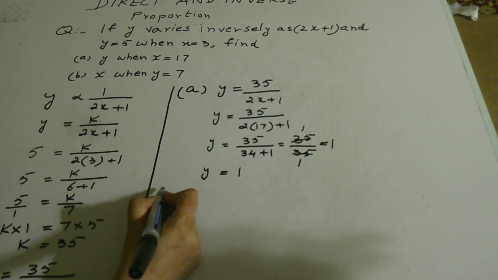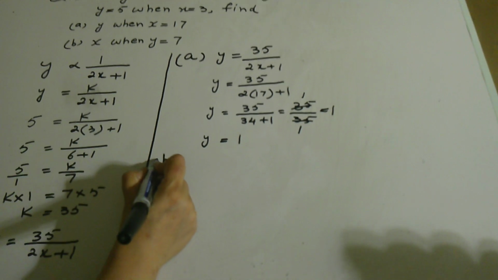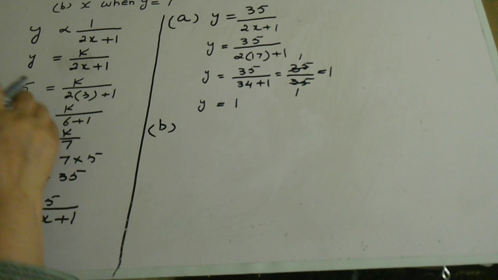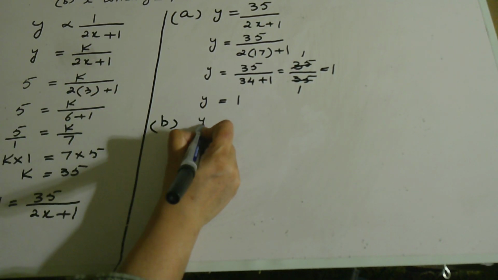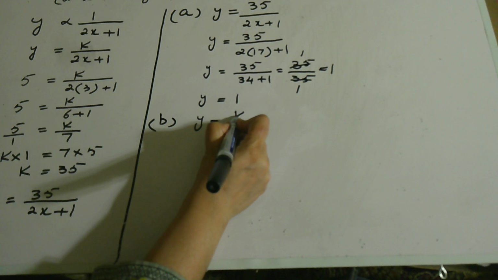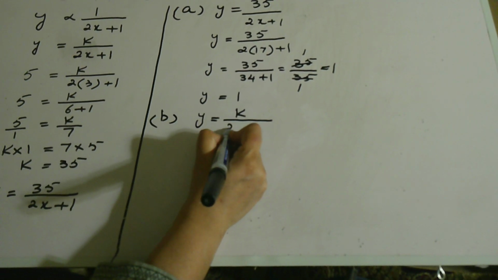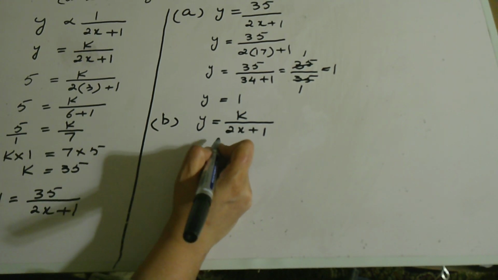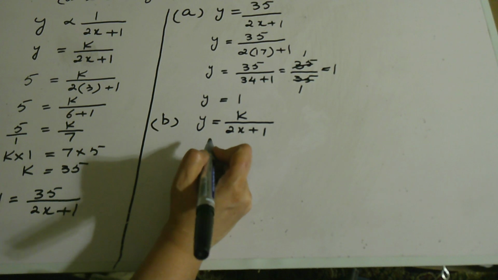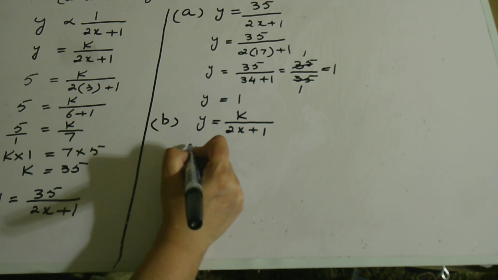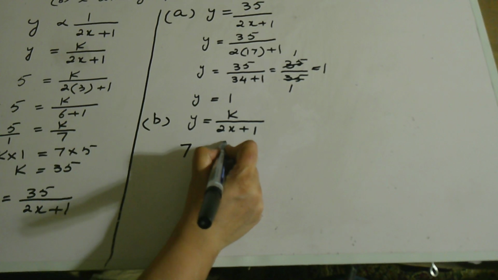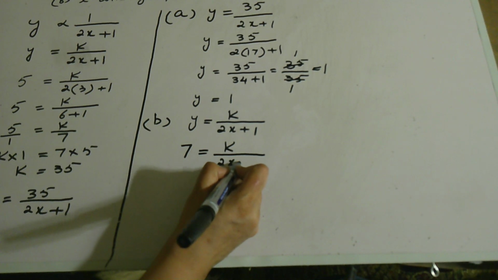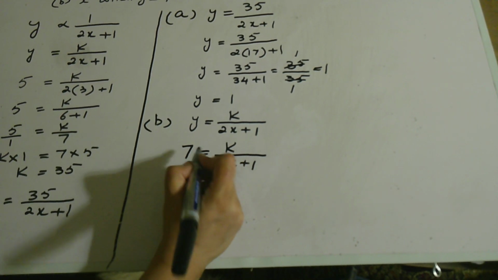Now you will do the b part. Now you will find the value of x. Take the original formula, which is this one. y is equal to k over 2x plus 1. You will find the value of x. So y is equal to 7. 7 is equal to k over 2x plus 1. Do the cross multiplication.